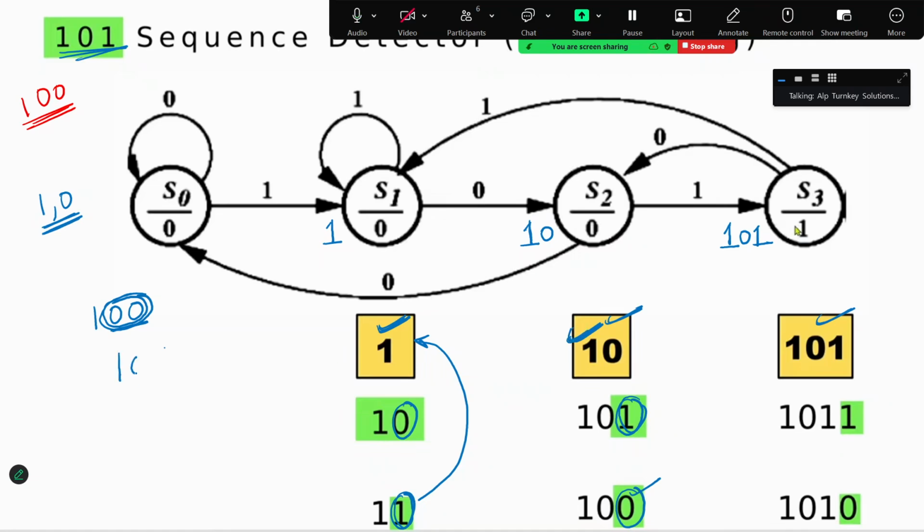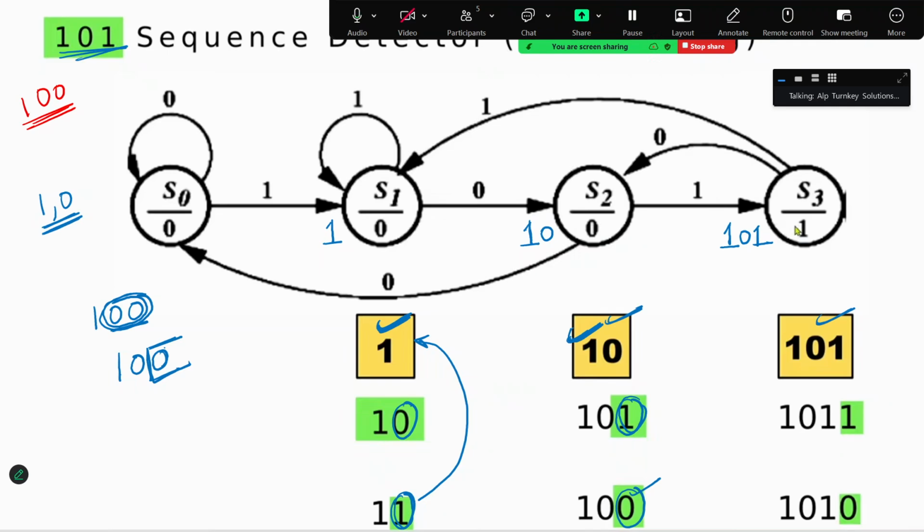So if 2 bits are not matching, again you need to check for 1 bit. If 1 bit is matching, where is it matching? Whether 0 is matching with this bit, it's not matching, no? Simply it will go to the initial state. This is the initial state, 0. Okay, understood. So are you getting the concept? Yes, sir.